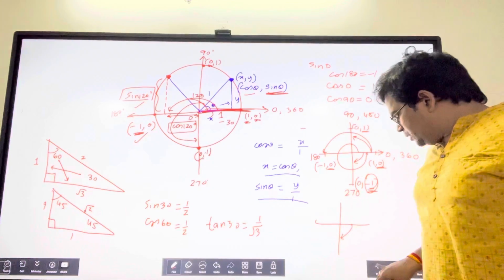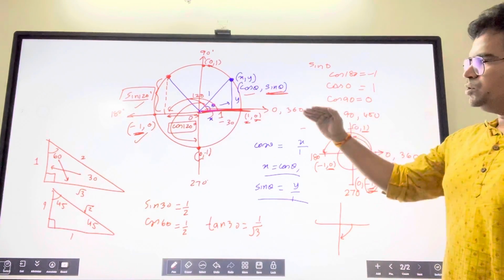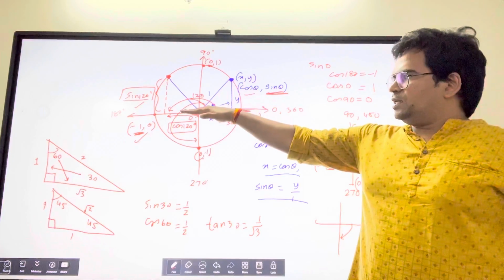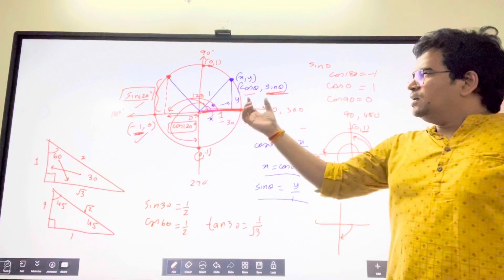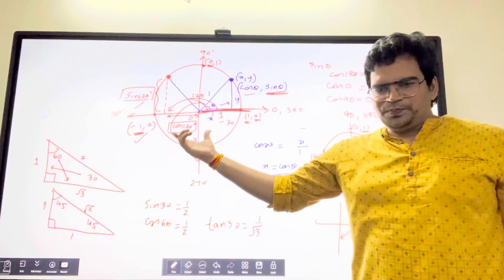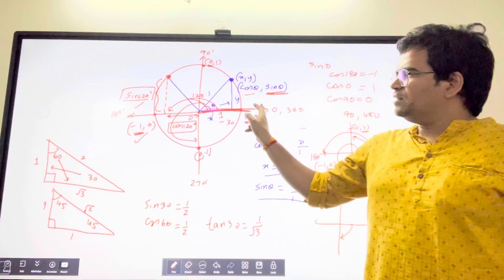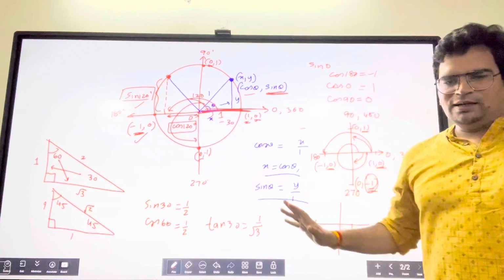The very interesting trend you see here is that any angle that is along the x-axis has its y coordinate 0, and that's why sine is 0. So if you have an angle along the x-axis, sine of that angle will be 0.